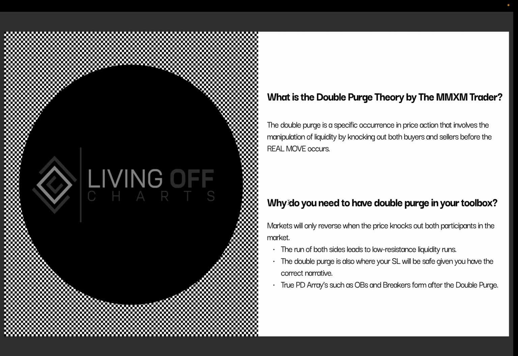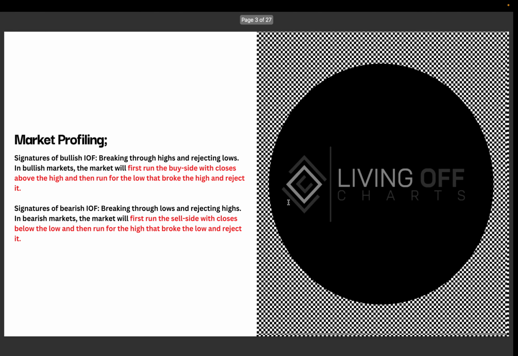And this is when true PD arrays form. It's post double purge. So your true order blocks, breakers, fair value gaps, they form after a double purge, not before. So one of the most important ways that the double purge helps you in the market is it's a way to profile the market.